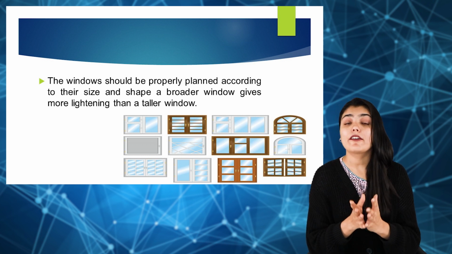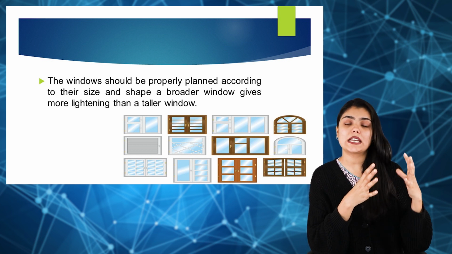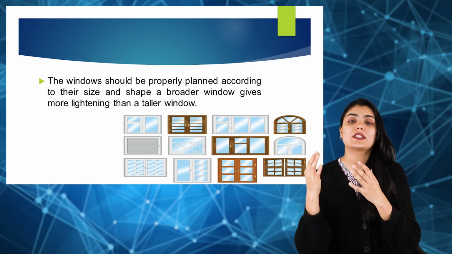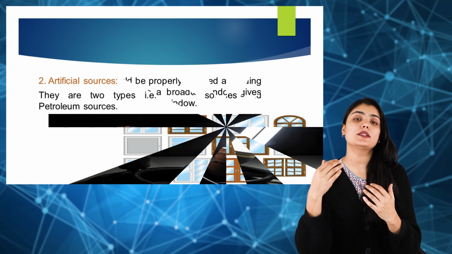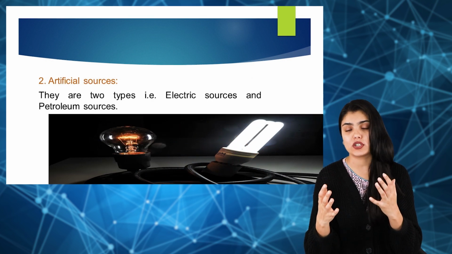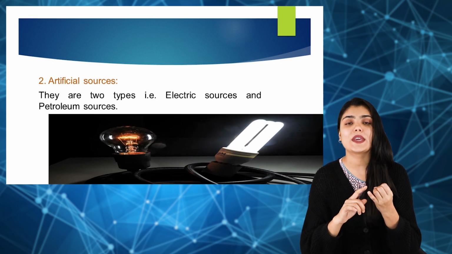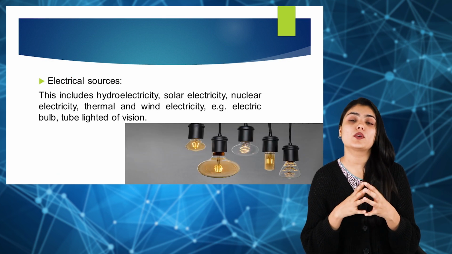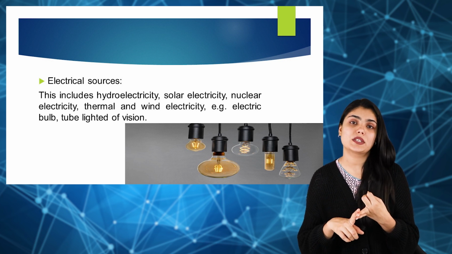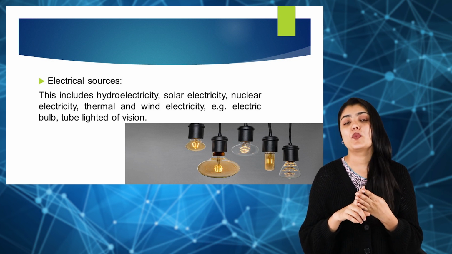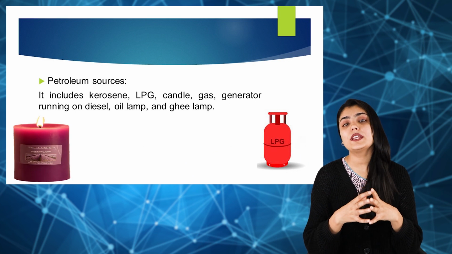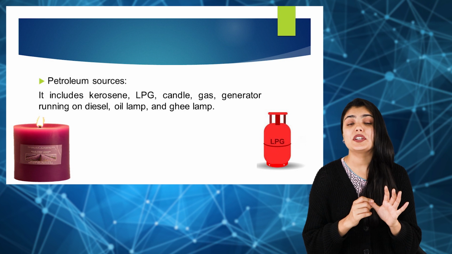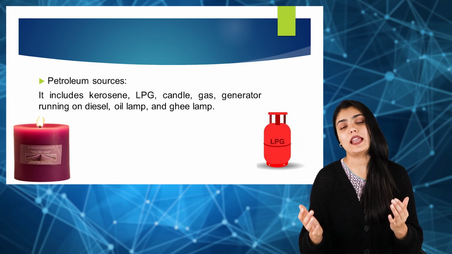The second type we have is artificial source. In natural source, we have sunlight, and there are many things that we can do to make sure that sunlight reaches our house. The second source of lighting is artificial source, and under it we have electric and petroleum sources. Under electric source, we have hydroelectricity, solar electricity, nuclear electricity, and wind electricity. Under petroleum source, we have LPG, kerosene, candles, gases, generators running on diesel, and oil lamps, etc.